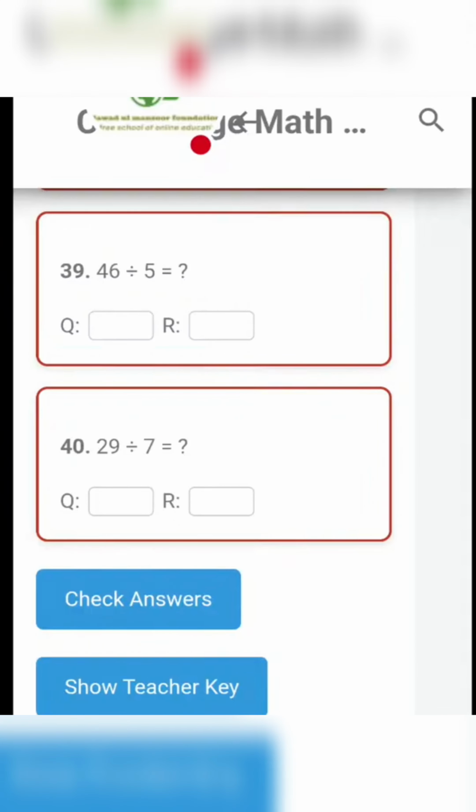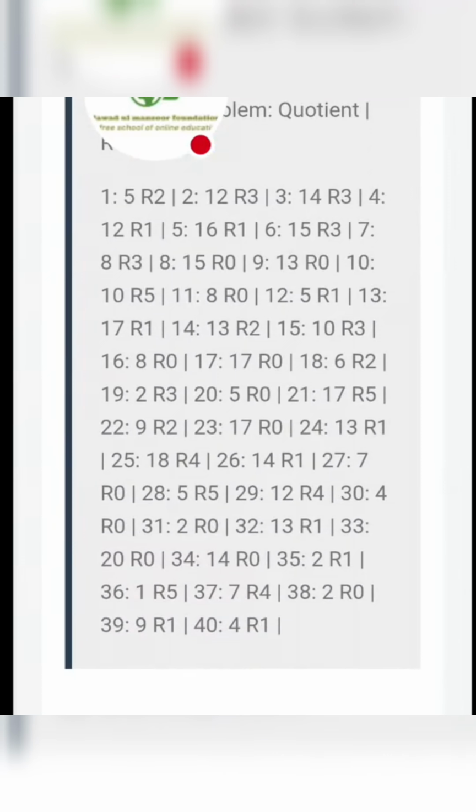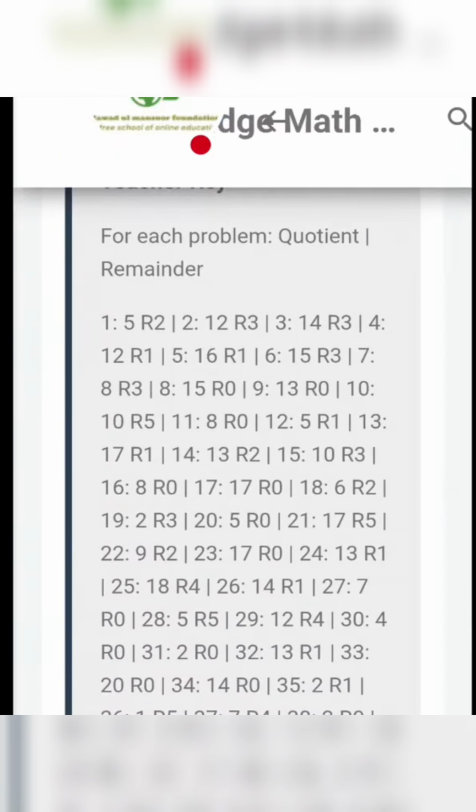If you click on this link, you will see that there is an answer key of all the questions. There are almost 40 questions, all on the long division method, and you must get the quotient and remainder, both things.